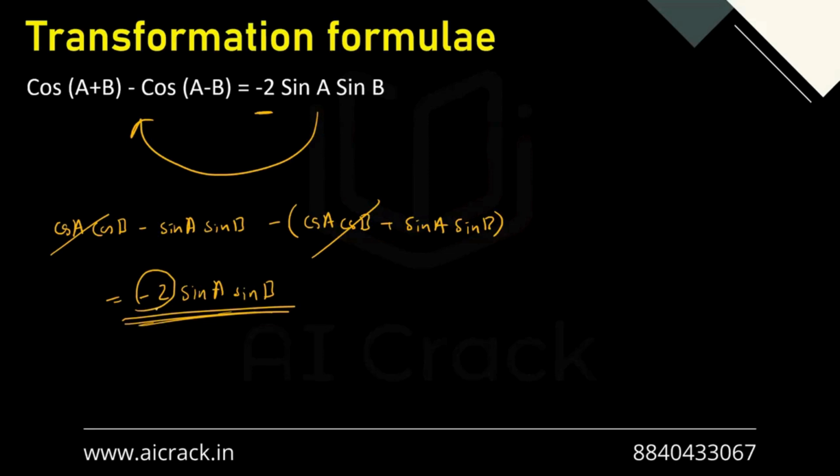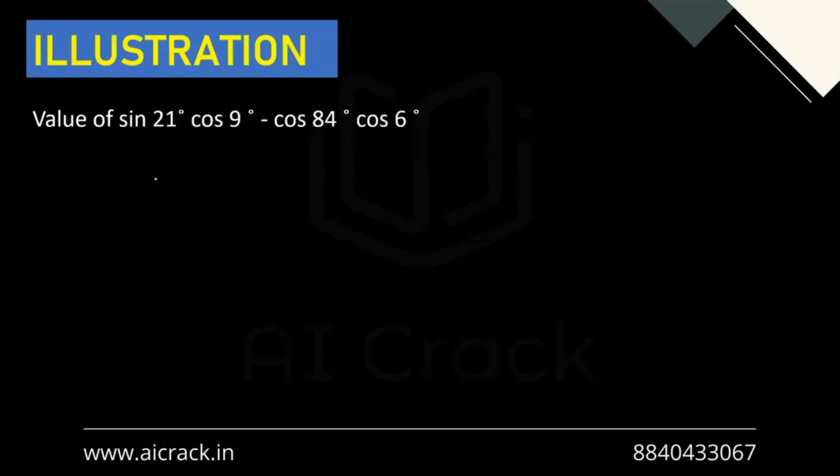Okay. Now let's move forward with this one question. Value of sin 21 cos 9 minus cos 84 cos 6. So we can see that we have to use the reverse transformation over here, basically from product to summation. Otherwise, we won't be able to solve it because there is no way we can cancel out these terms in the product terms, right? We have to do some kind of transformation to summation or difference.